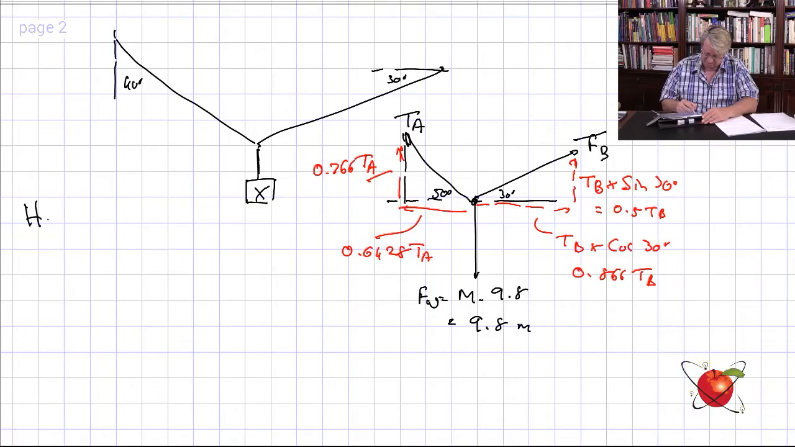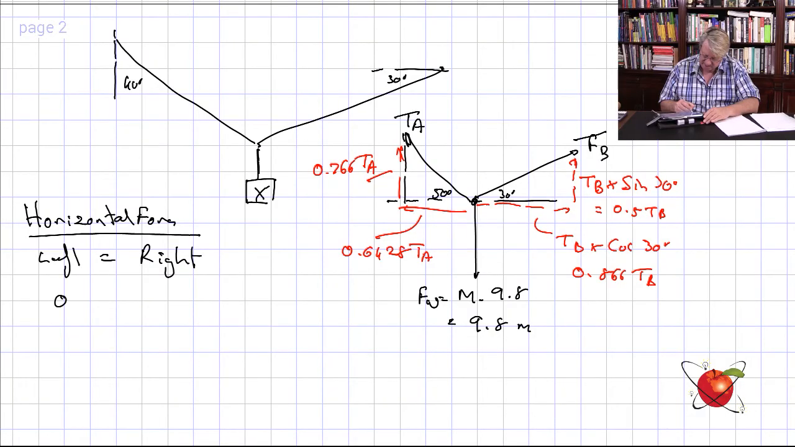So let's look at horizontal forces. Now we know left must equal right because of equilibrium only. Okay? There's no unbalanced force here. So if I go to the right and the left, what we can say is 0.866 TB.